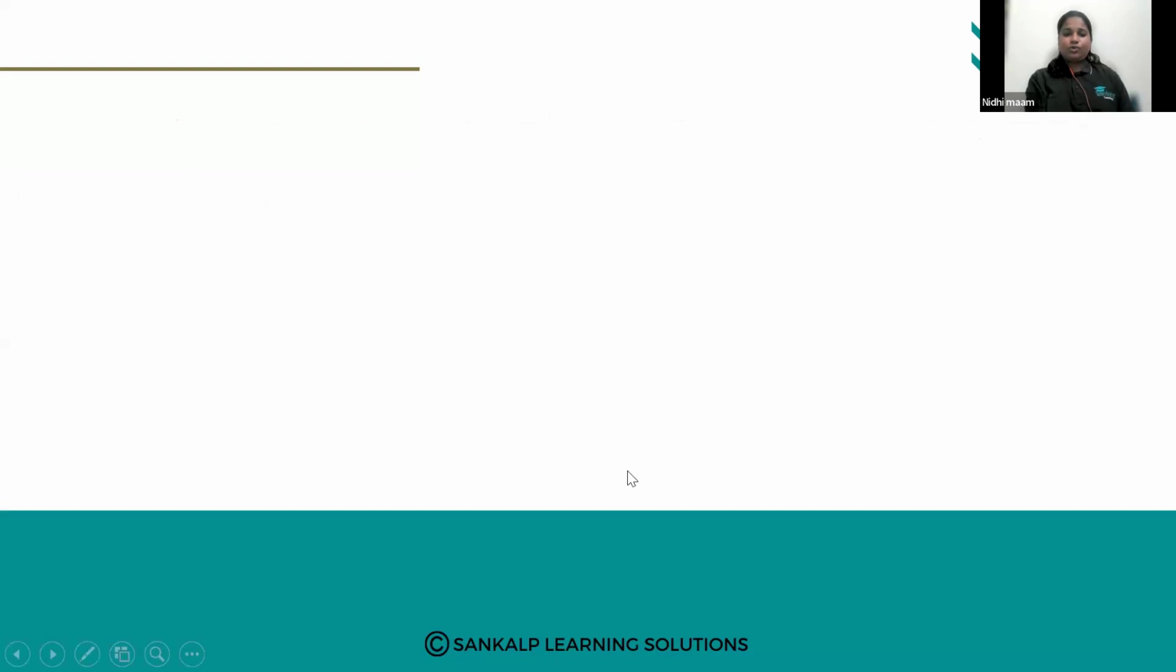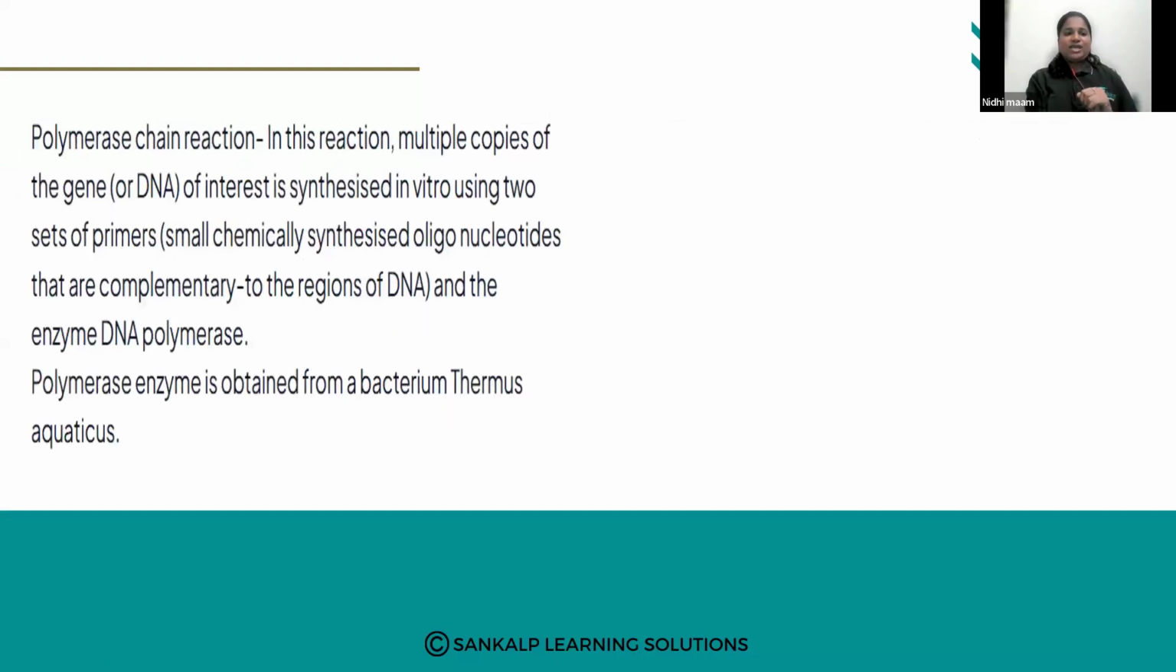So let us see how to write the answer. See here, polymerase chain reaction. In this reaction, multiple copies of the recombinant DNA, or what we can say the gene of interest, are synthesized in vitro, inside the laboratory, using 2 sets of primers. Primers are small chemically synthesized oligonucleotides, and the enzyme DNA polymerase.